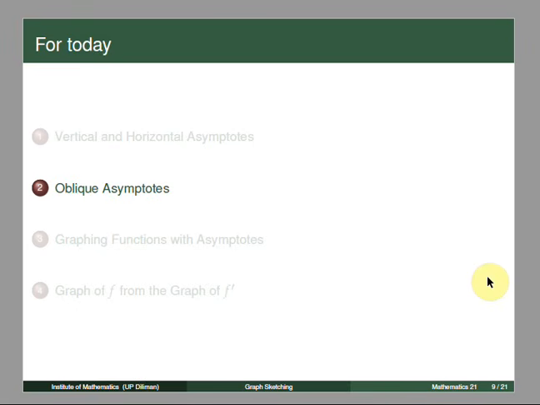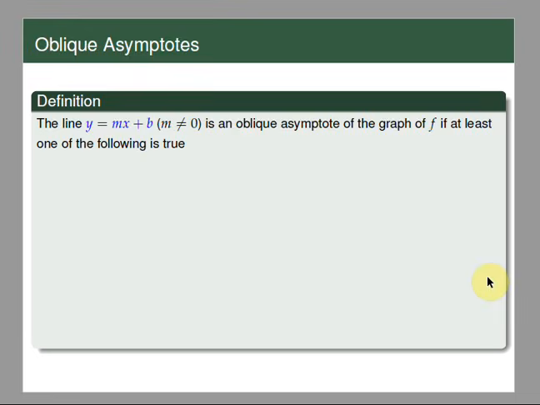Welcome back, everyone. We're now in the second part of Lecture 2.7. Here we're going to discuss non-vertical and non-horizontal asymptotes to the graph of a rational function. We call these asymptotes oblique asymptotes. Let's look at the definition.